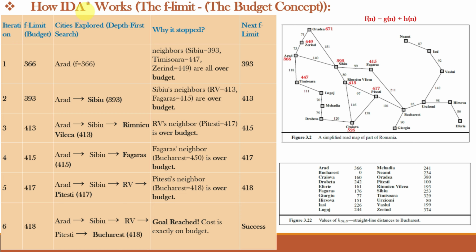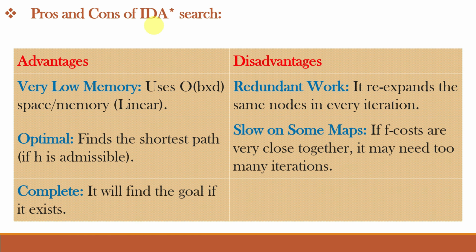And this is why IDA star does not need much RAM. It does not save the map. It just remembers the current path and the budget. Of course it is slow because of the restarts, but it is very safe for the computer's memory. It is like a slow and steady winner. Okay. So to wrap up IDA star search, just think of IDA star as our memory saver version of A star search. The best part is that it is both complete and optimal.